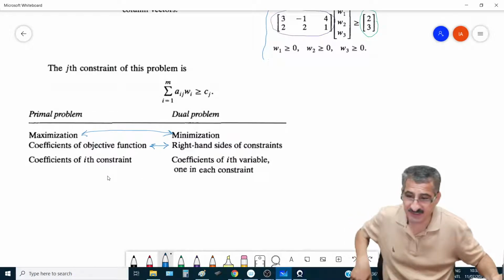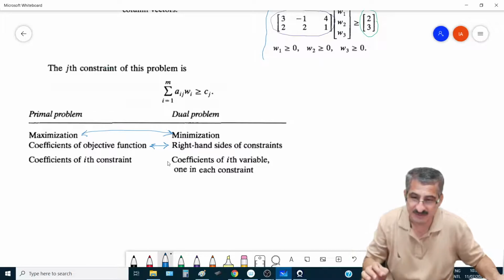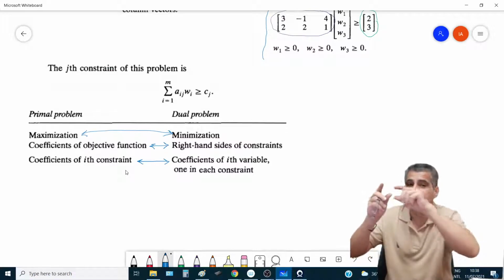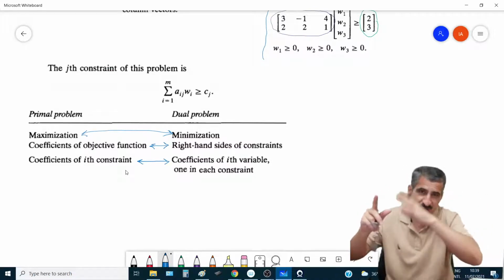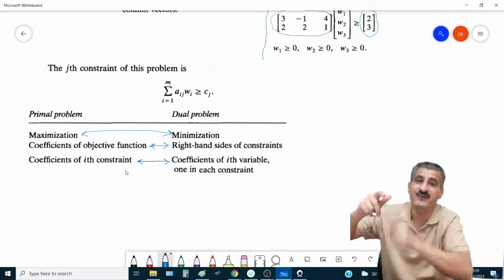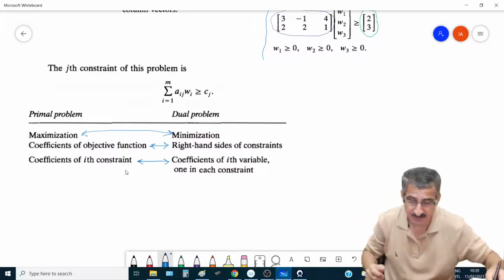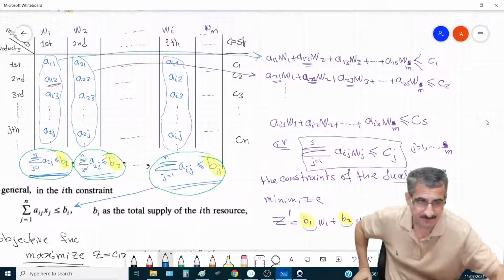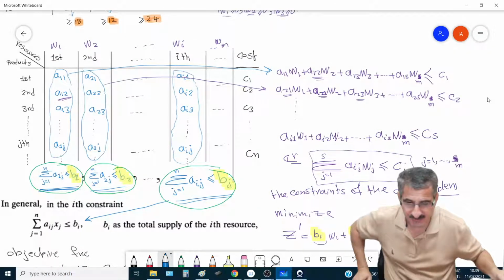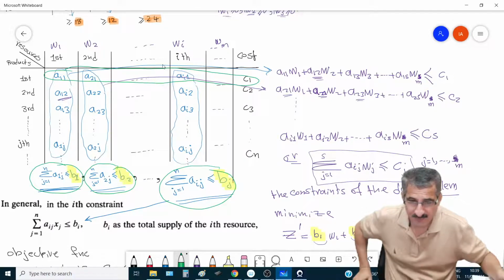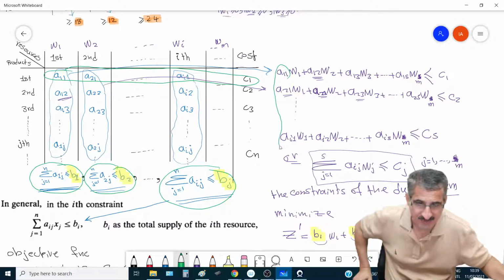Now, the coefficient of the ith constraint, sorry, the coefficient of the ith constraint, meaning I have a constraint made of x1, x2, x3. What will it turn into? It will turn into the coefficient of the ith variable, but in all the constraints. The coefficient of the first variable.